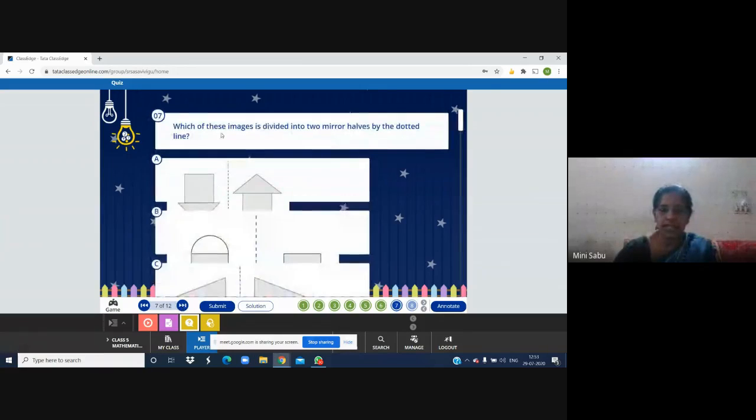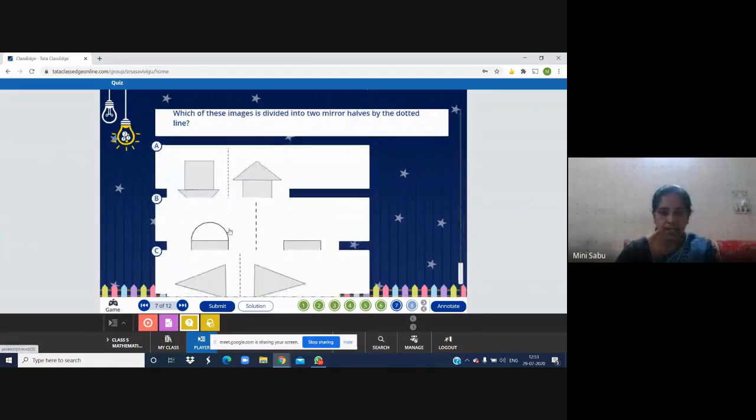Which of these images is divided into two mirror halves by the dotted line? Here the dotted line is given, and this one you see, if you bring it together and paste it, we can paste it. And then when we cut, we will get two different equal parts. What about this? It is not like that. It is also not like that.